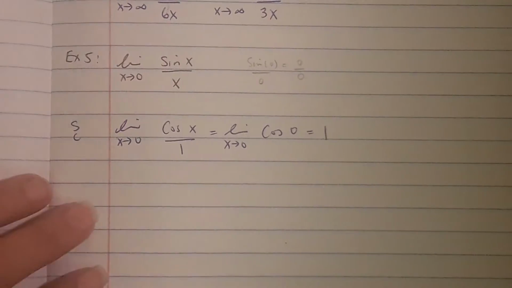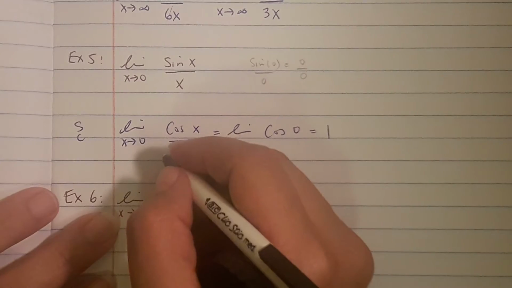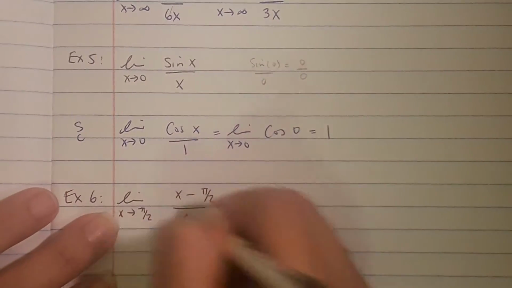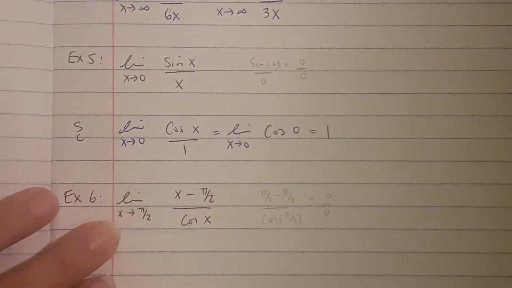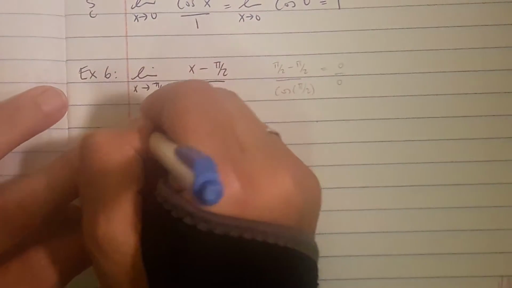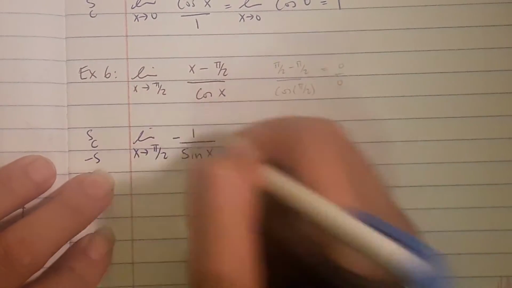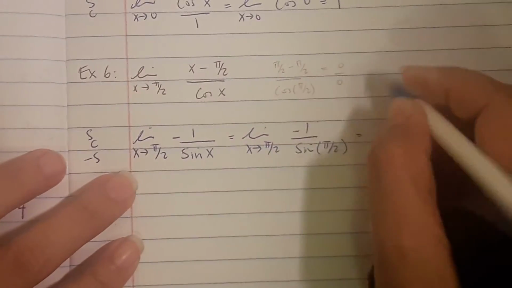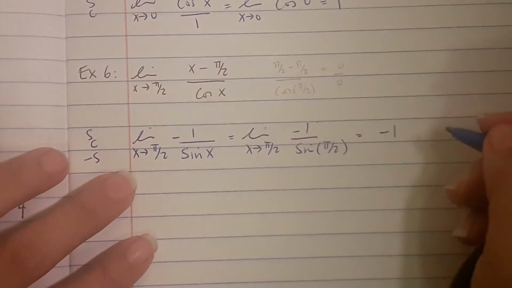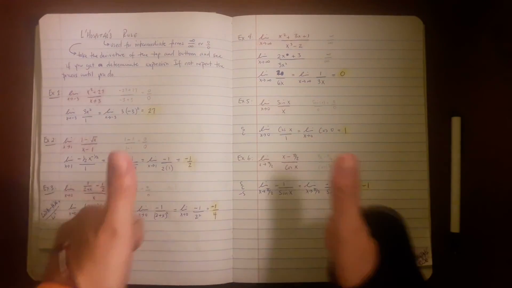Alright, example 6, last one. The limit as x goes to pi over 2 of x minus pi over 2 over cosine x. I'm going to check that it's indeterminate. So you get 0 over 0. Taking the derivative of the top, you're going to get 1. And the derivative of the bottom is going to give you negative sine x. So I just put it on the top. So the limit as x goes to pi over 2 of 1 over negative sine of pi over 2. Well, what's sine of pi over 2? It's 1. So 1 divided by negative 1 is negative 1. And that's it. Alright, so let's practice. Come back and take the test once again and pass it.